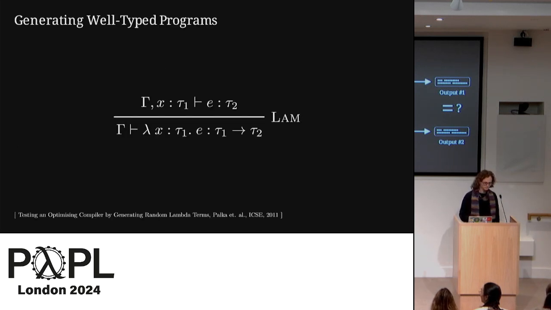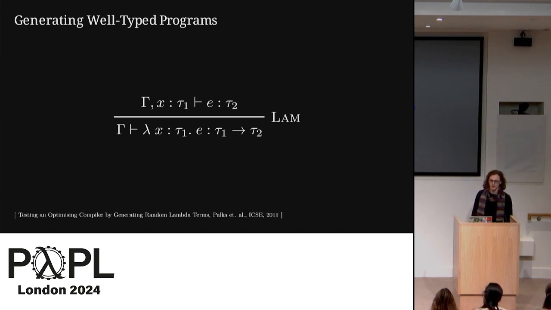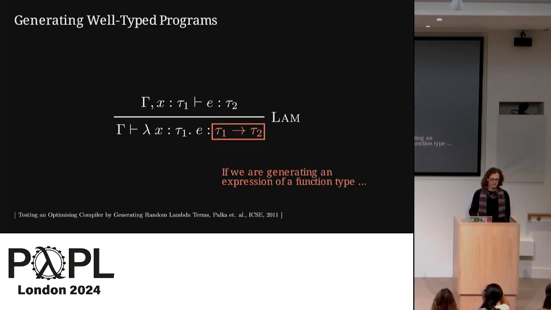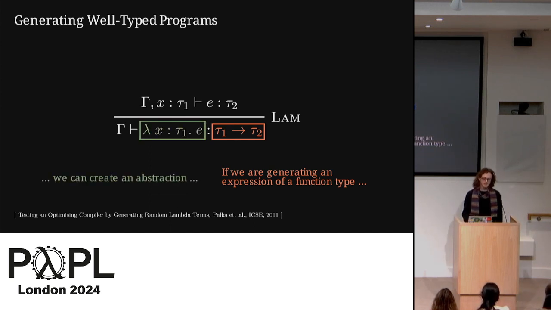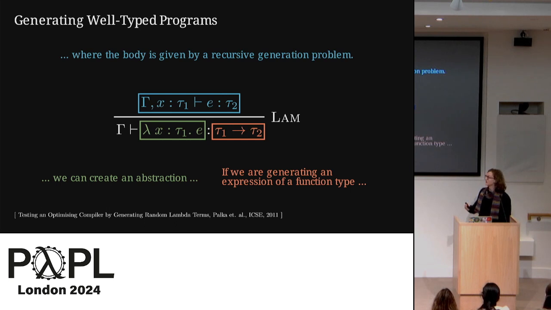to feed to this process in the first place? Well, we built off of a technique developed by Michal Polka to find bugs in an older version of GHC. So this technique is based off of looking at the typing rules for the language and viewing them as generation rules. Let's see how to do that by looking at the typing rule for lambdas here. This rule says if we are generating an expression of a function type, we can create an abstraction where the body of the function is given by a recursive generation problem that we need to solve.